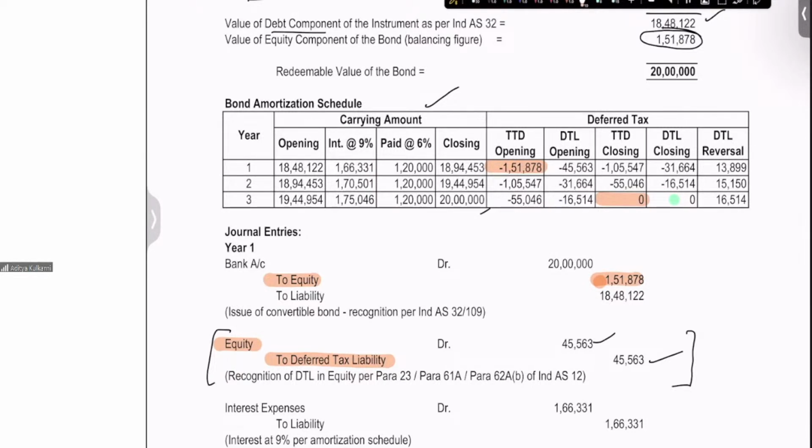We are coming to the P&L part, Soham. Just wait for it.